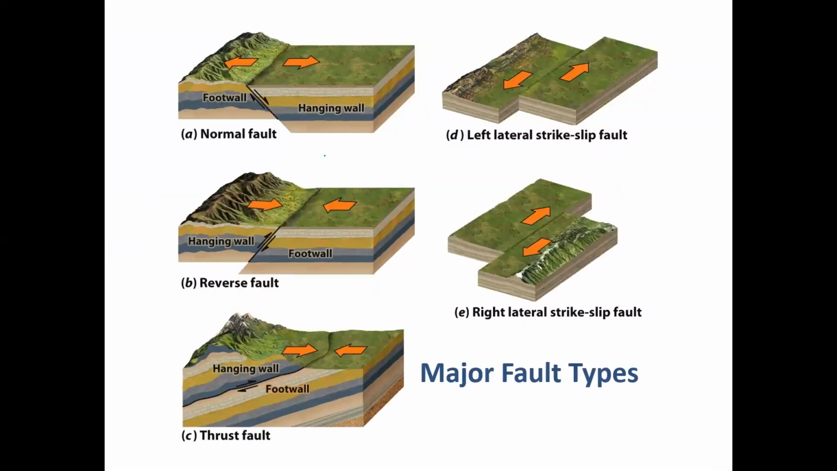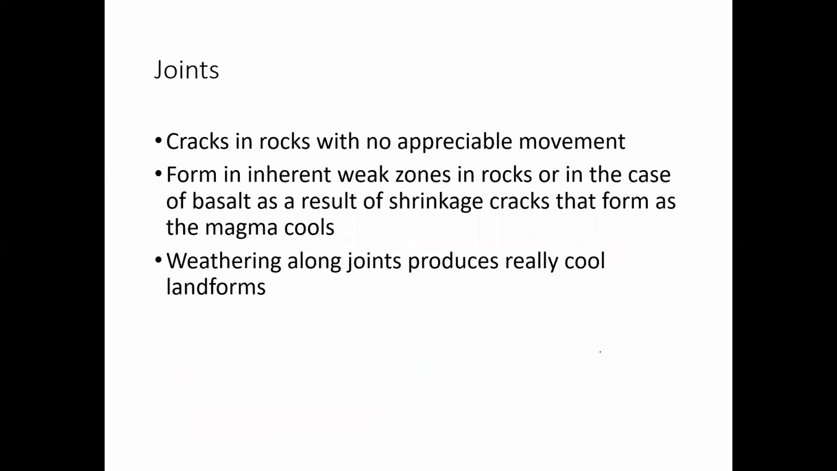So here we are, normal fault, hanging wall has moved down in relation to the footwall. Reverse fault, the hanging wall has moved up in relation to the footwall. So if you are standing here on the footwall, then the hanging wall would be hanging above your head. If the hanging wall is above your head, then that's a reverse fault. Then this is a thrust fault, hanging wall thrust over the footwall. Here's a left lateral strike slip fault, and here's a right lateral strike slip fault. Hopefully you know the differences between these now.